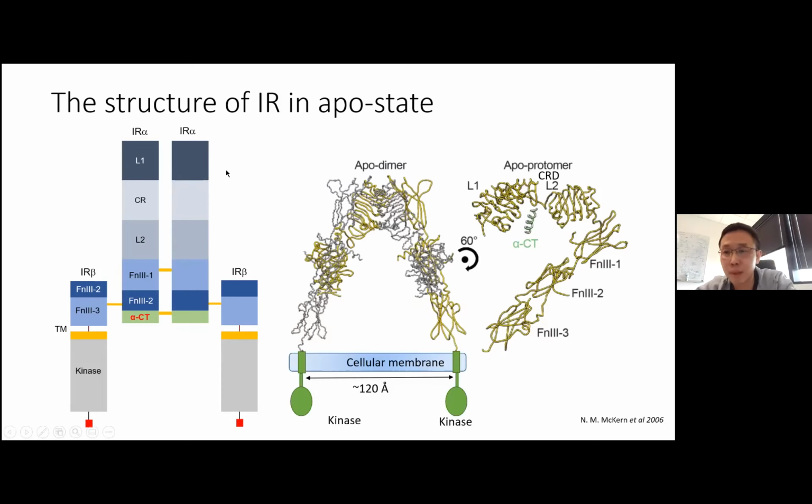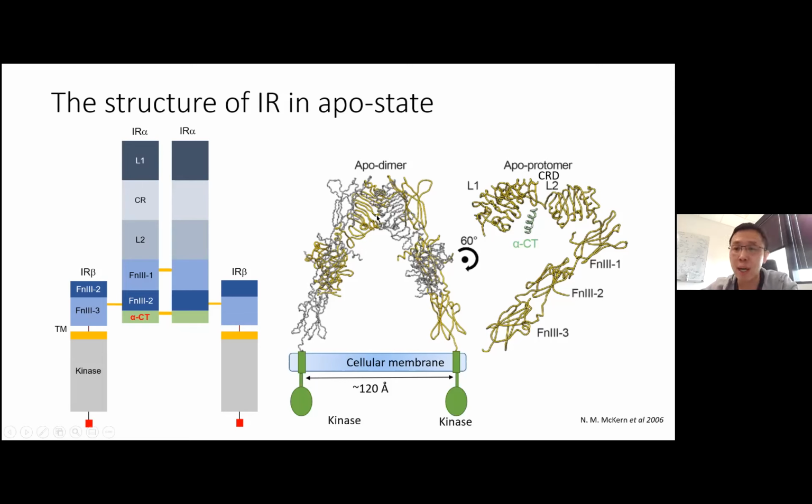The crystal structure of the insulin receptor in the apo state was determined by X-ray crystallography a long time ago, in work from an Australian group. The overall structure is an inverted V shape, and I colored the two protomers in two different colors. The two protomers are tightly associated with each other and form a very stable dimer. The interaction is mostly between the L1 domain of one protomer and the fibronectin type III-2 domain of the adjacent protomer.